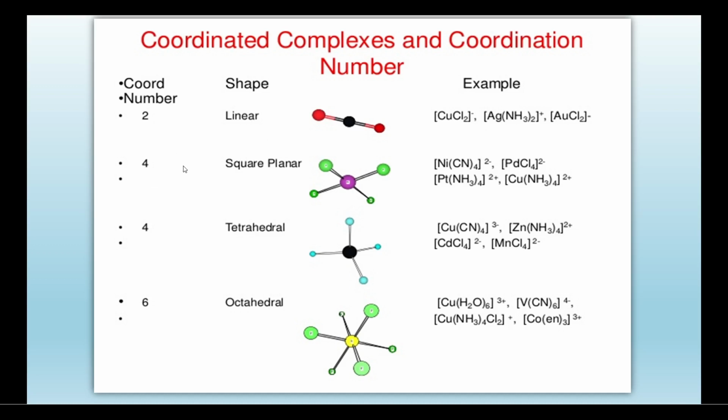Please bear in mind that coordination number 4 is very important. This is square planar, with some examples, and tetrahedral, with some examples. Octahedral complexes include copper, vanadium and cobalt. In these, the metal is ligated with 6 donor atoms, here 4 donor atoms, here also 4, and here 2 donor atoms.